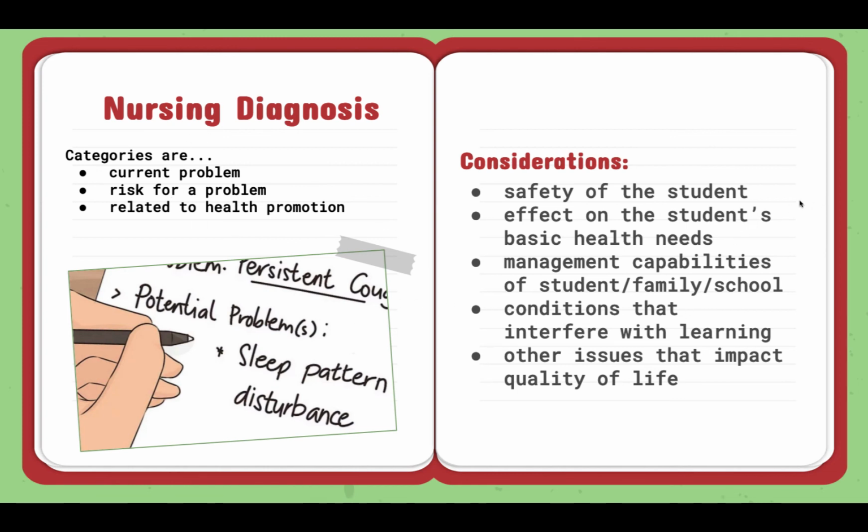Student safety, how the issues are impacting the students' basic healthcare needs, the students' and the families' and the school's ability to help the child manage their issues, any conditions that interfere with learning, and other issues that impact the student's quality of life. All right, so you know that they fall into those three categories of current problem, risk for problem, or related to health promotion.